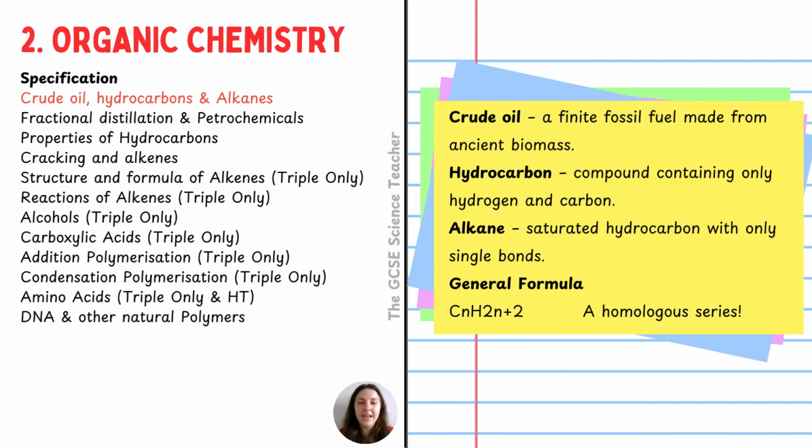It is a hydrocarbon, meaning it's a compound containing only hydrogen and carbon, which are covalently bonded together. An alkane, for example, which we're going to talk about more in a second, is a saturated hydrocarbon with only single carbon-carbon bonds. And the general formula for an alkane is CnH2n+2. And essentially, crude oil is a mixture of these hydrocarbons. We're going to talk more about this later.